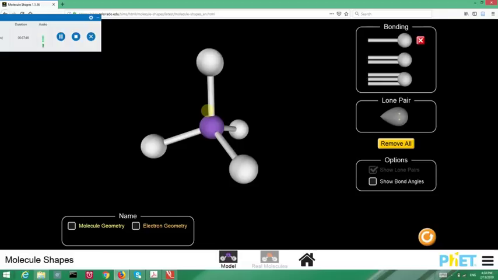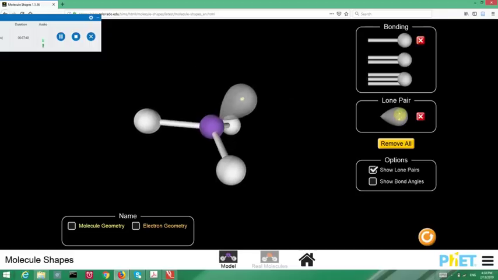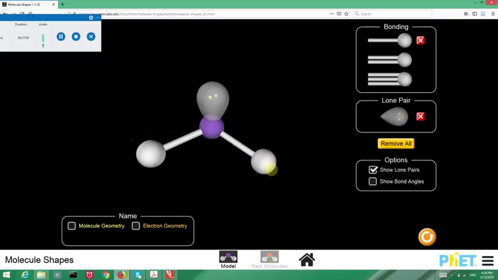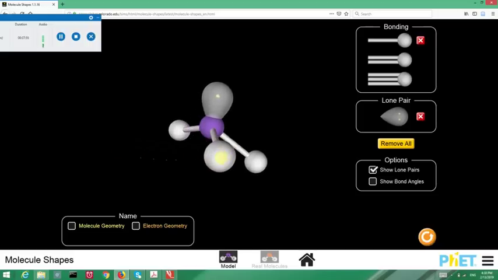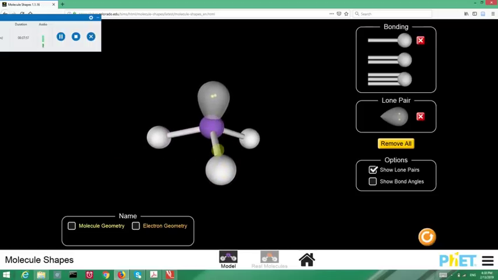AX3E, so we can replace one of these with a lone pair. And this geometry, I think, is a little bit easier to see. It looks like basically a 3-legged stool. So again, this is the top, and then you have the 3 legs coming down, all at angles from each other. So that's what AX3E looks like: 3 bonded atoms and 1 lone pair.